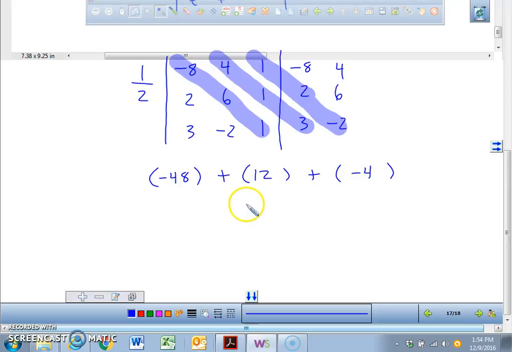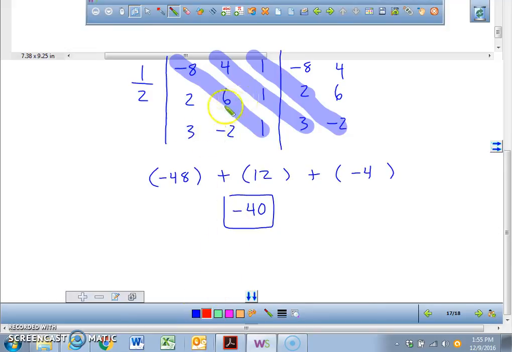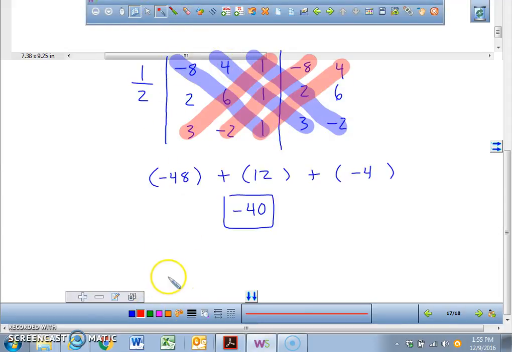When I add 12 to that, it's going to get me what? A -40 right there. So -40. Diagonals going up. Okay. Group those together. Product of the first plus the product of the second plus the product of the third.